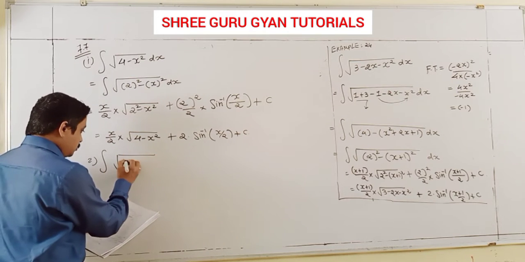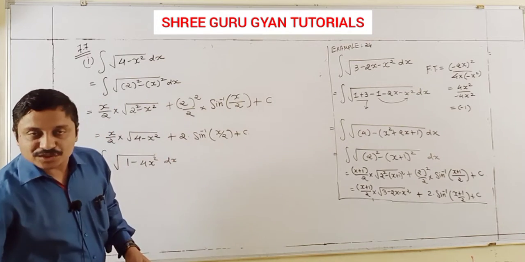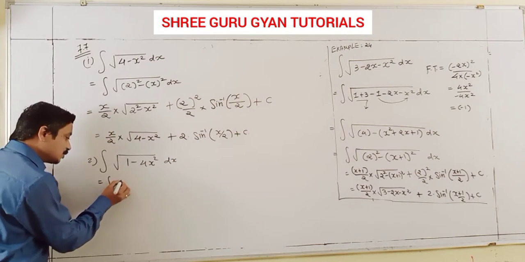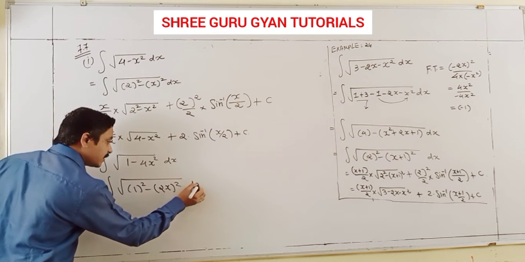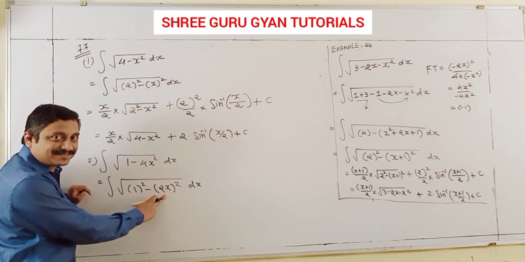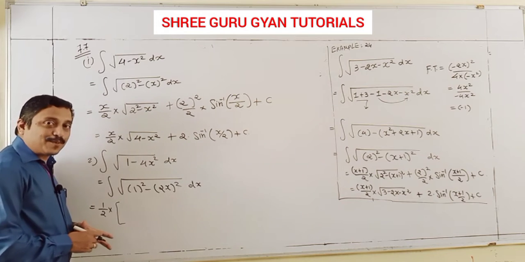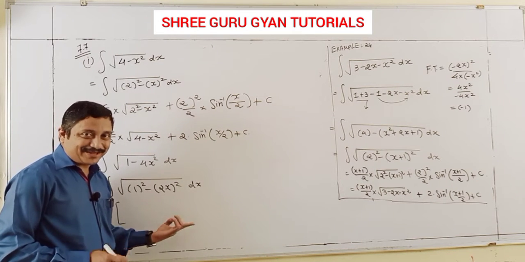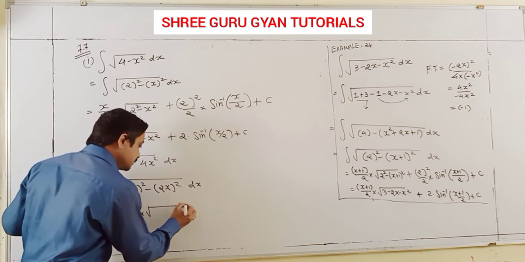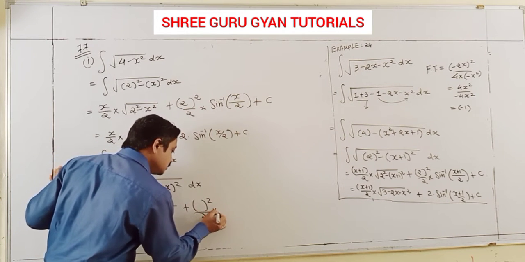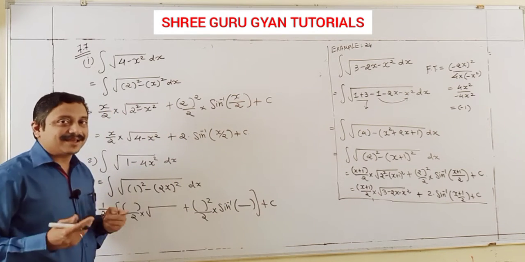Under root 1 minus 4x square dx. That also same concept, students. I just show 1 square, here 2 square. Check x coefficients. Yes, 2. So you first write down your coefficients. Now property, constant square minus variable square: x by 2 under root, plus a square by 2 sine inverse, and plus c as it is.